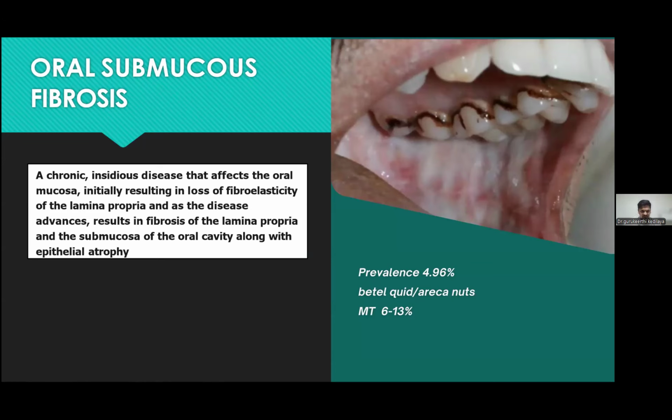So the next category of OPMD is oral submucous fibrosis, which is a chronic insidious disease that affects the oral mucosa, initially resulting in loss of fibroelasticity of the lamina propria, and as the disease progresses, it results in fibrosis of the lamina propria and submucosa of the oral cavity along with epithelial atrophy. The prevalence is almost 5%, and it is more commonly seen in Southeast Asian countries because of the higher usage of betel quid compared to Western countries.